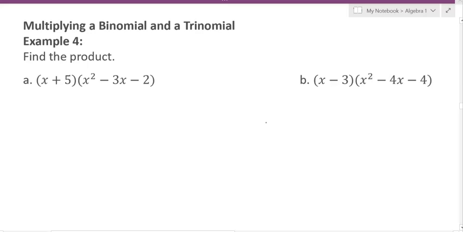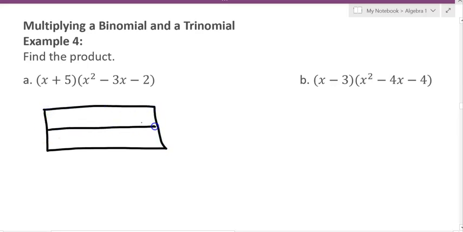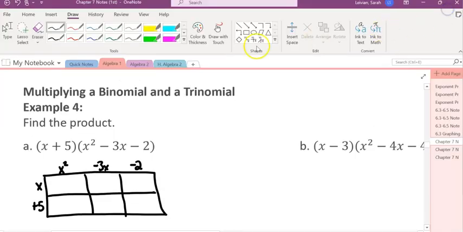Okay, and last but not least, look at this one. This is a binomial, 2 terms, times a trinomial, 3 terms. So use the box to organize it. So instead of a 2 by 2 box, we need a 2 by 3 box, or a 3 by 2. All right, so I have x plus 5, then I have x squared minus 3x minus 2. And like I said, that box just organizes it.